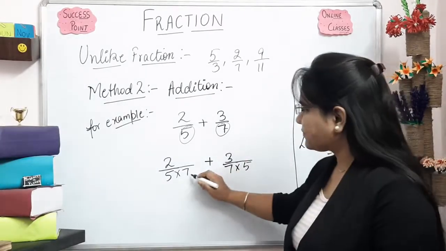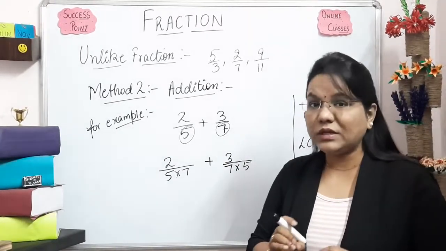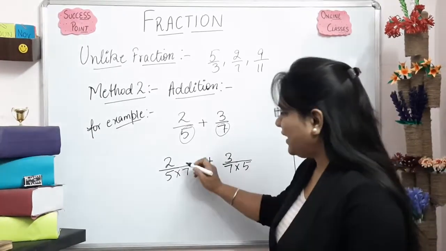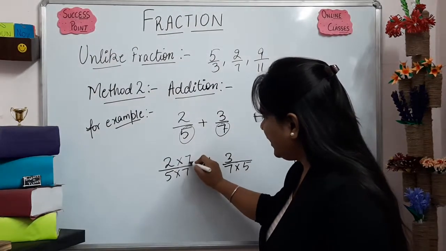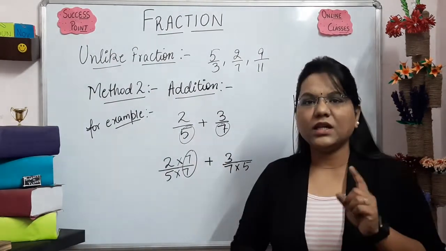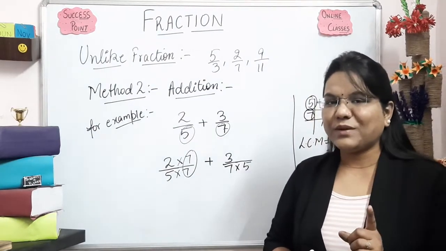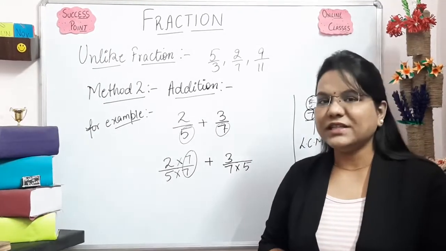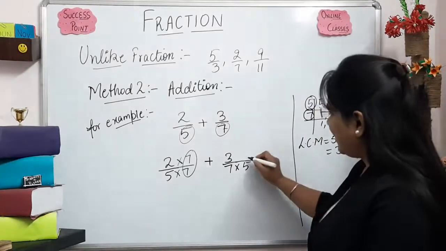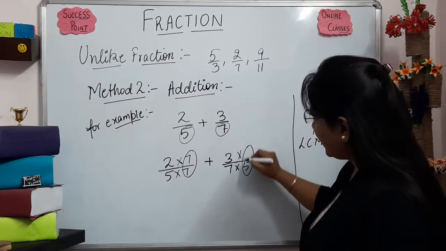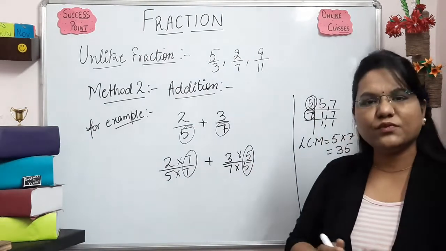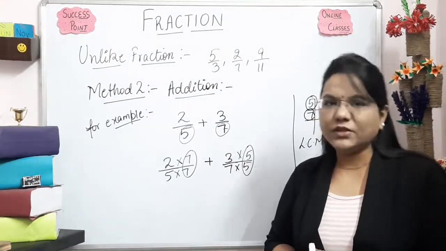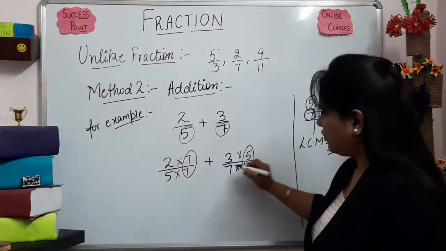But we can't directly multiply only the denominator. In our last video, we checked that equivalent concept. In equivalent fractions, if you want to multiply a number with the denominator, you should multiply with the numerator also. This is the equivalent concept. And if you have not seen that video, you can check in the description box. The same concept applies here. We will multiply with 5 on the denominator, and the same we have to multiply with the numerator. So 5, 5, 7, 7.